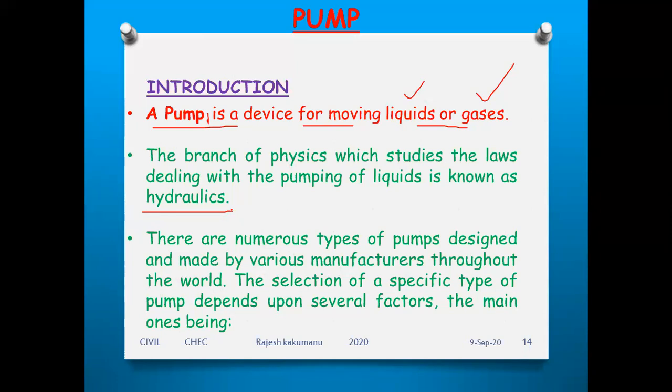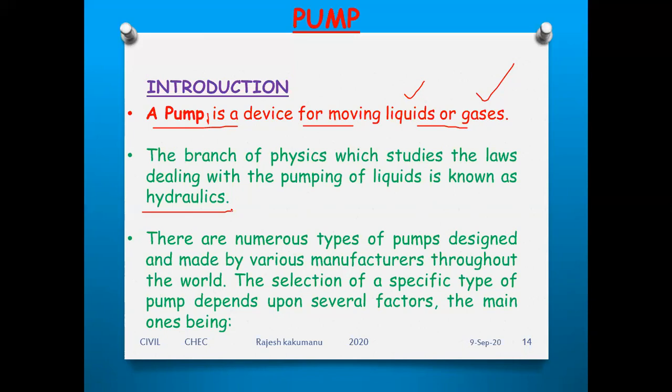So generally we are discussing hydraulics, the branch of physics which studies the laws dealing with the pumping of liquids. Since we are talking about pumping liquids, we are calling them hydraulics.